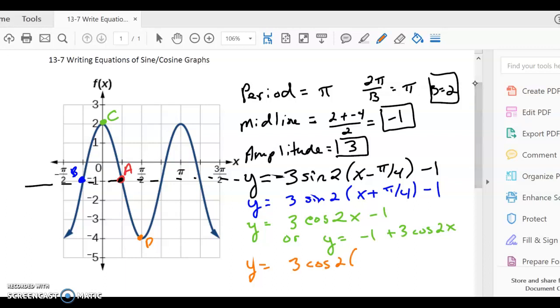Notice everything's still the same. Parenthesis, we have a horizontal shift now of pi over 2 to the right, so we write minus pi over 2. We still have a vertical shift of -1, but the cosine normally starts up like it did in point C, but if we're going to use point D as our starting point, we have to use a negative.